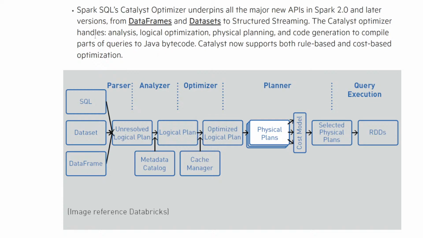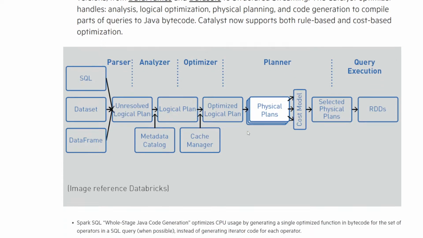The Catalyst Optimizer handles analysis, logical optimization, physical planning, and code generation to compile parts of the query to Java bytecode. Any PySpark code you write, any Scala code you write, gets compiled into Java bytecode. So the Catalyst Optimizer handles the logical optimization, the physical planning of how the query should be executed, and the code generation. All that is taken care of by the Catalyst Optimizer. The Catalyst now supports both rule-based and cost-based optimization. So it not only can do it rule-based, but also cost-based.